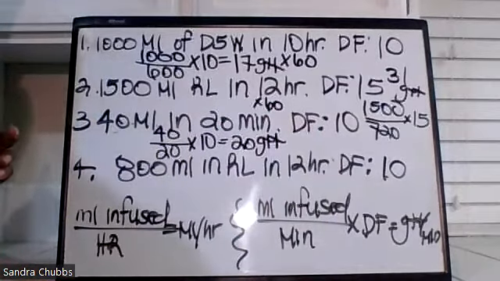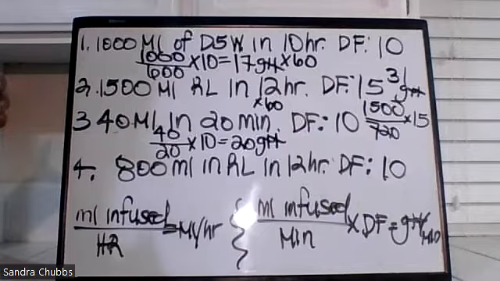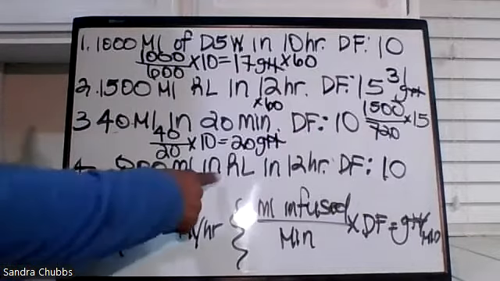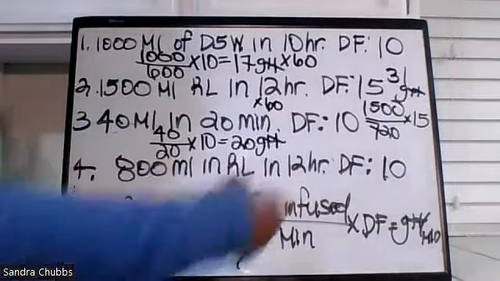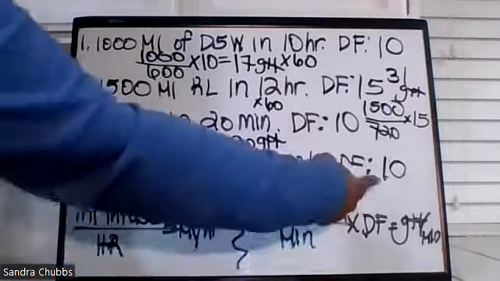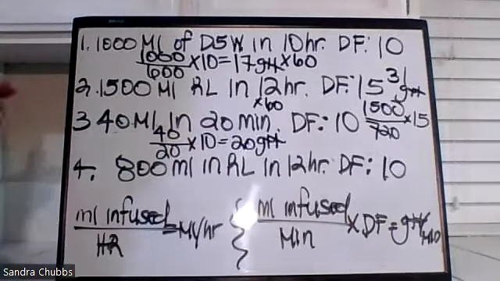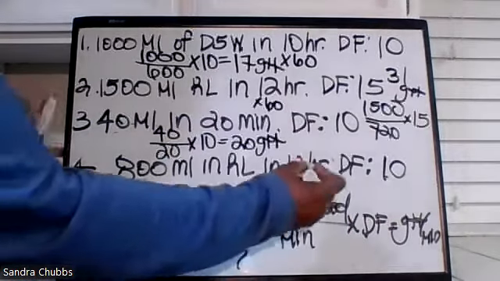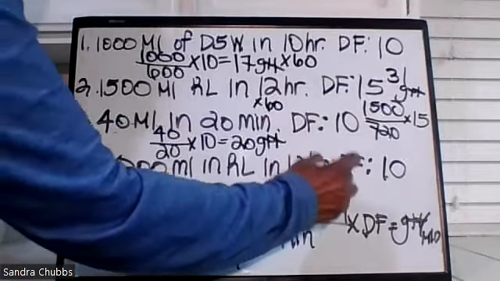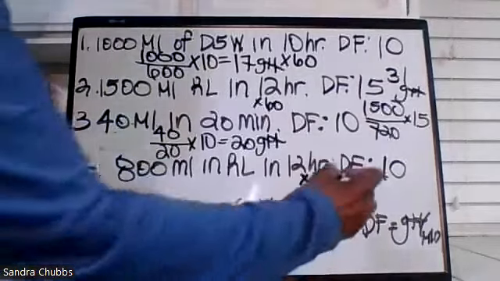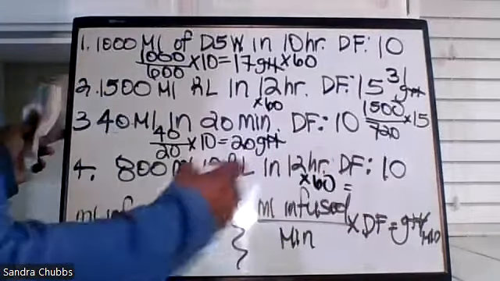Yes? All right. And the last one is 800 milliliters of Ringer's lactate in 12 hours. And the drop factor is 10. We have to convert these hours to minutes to fit the formula. We multiply it by 60, and it comes out again 720.